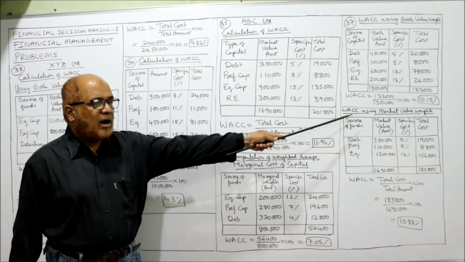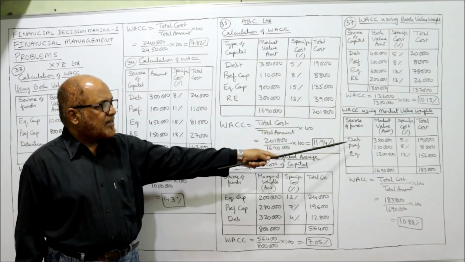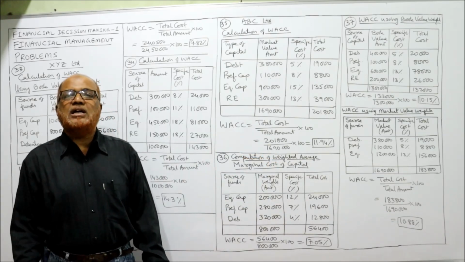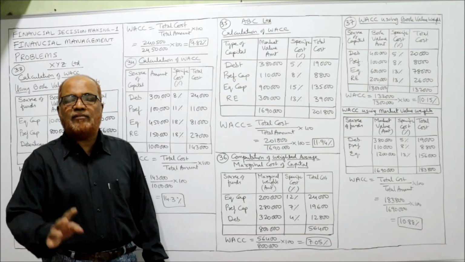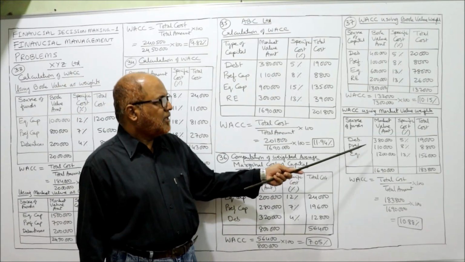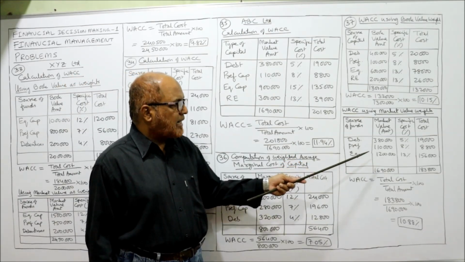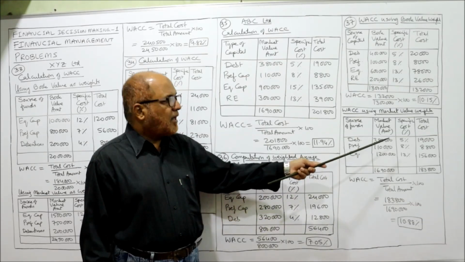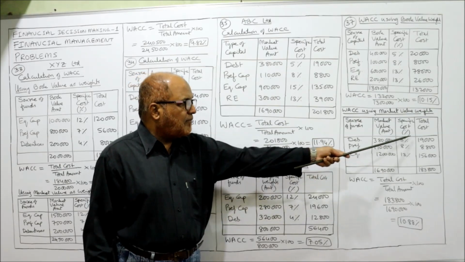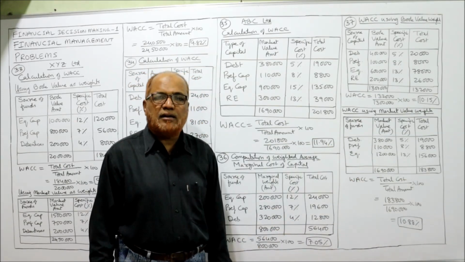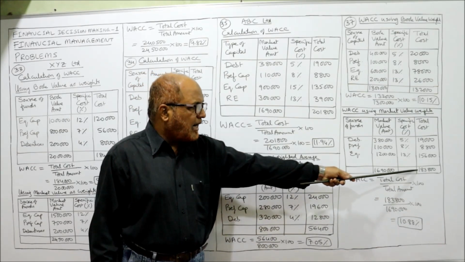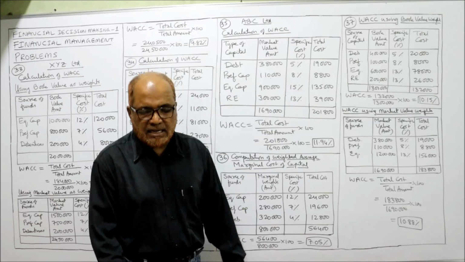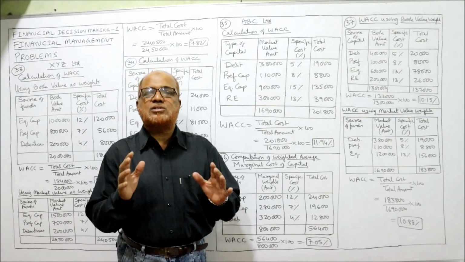Now WACC using market value weights. Source of funds: debentures, preference, equity. There is no market value for retained earnings, so we have ignored retained earnings. So debentures 3,80,000, preference 1,10,000, equity 12 lakh, all given in the problem. Rates 5, 8, 13. Multiply, we get total cost 1,83,800. So WACC is 1,83,800 divided by 16,90,000 into 100, 10.88%. That's all.